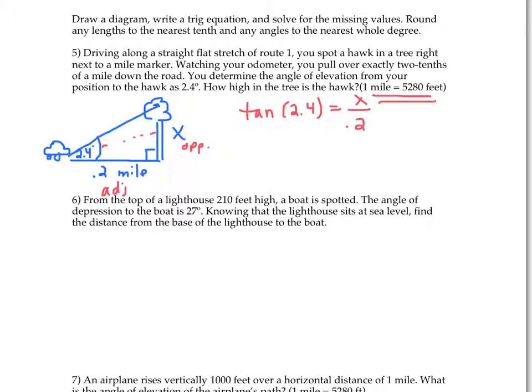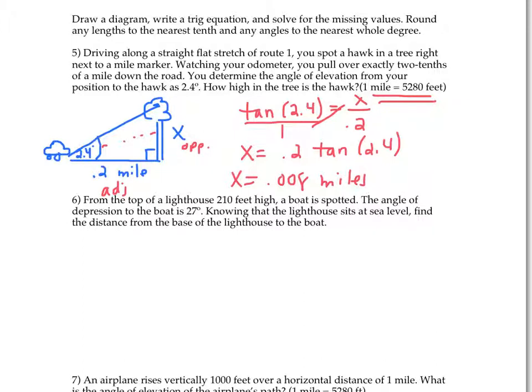Okay, to solve our tangent function, write it as a proportion. So put this over 1 and then cross multiply. So take x times 1, you get x. Take 0.2 times the tangent of 2.4. You're going to go to your calculator with that. You should come up with 0.008, but that's in miles.